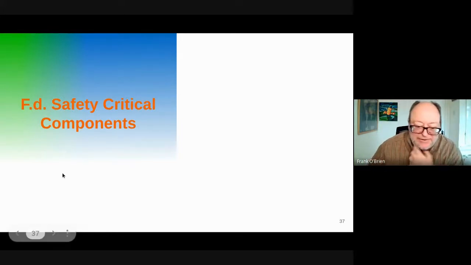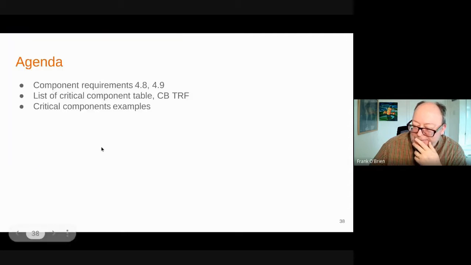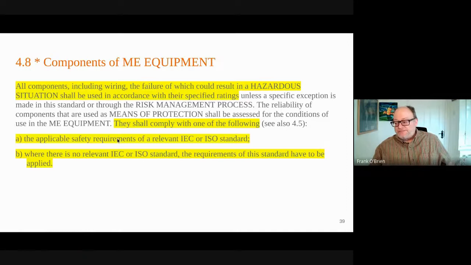Safety critical components. Anything about enclosures? All right. So 4.8 and 4.9, we're going to look at those. And there's a table, what is it, 8.10 for critical components. And so I want to look at that in the CB test report form. And then I want to show you a lot of examples, or quite a few anyway.